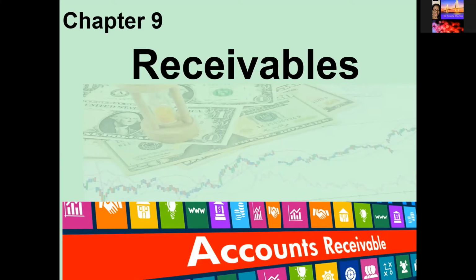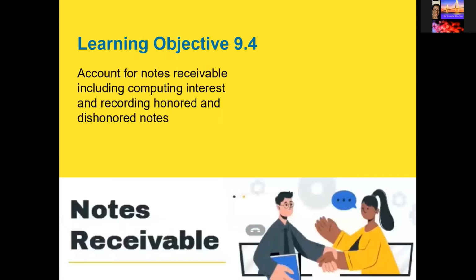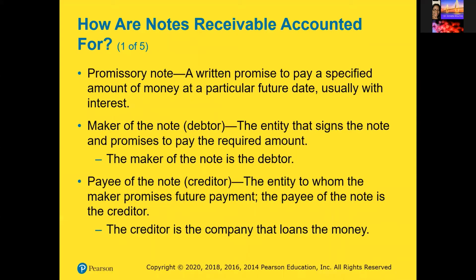Welcome back. We are continuing our discussion on Chapter 9, Receivables. This is Part 3 of Chapter 9, Receivables. The learning objective 9.4: account for notes receivable, including computing interest and recording honored and dishonored notes. We're beginning with learning objective 9.4. So how are notes receivable accounted for?